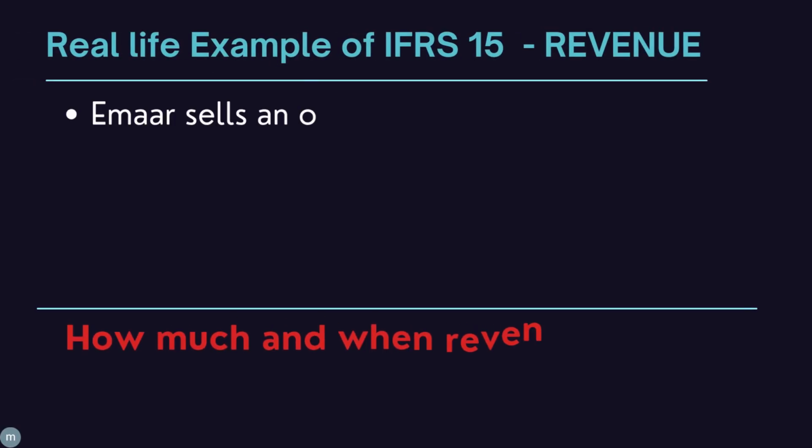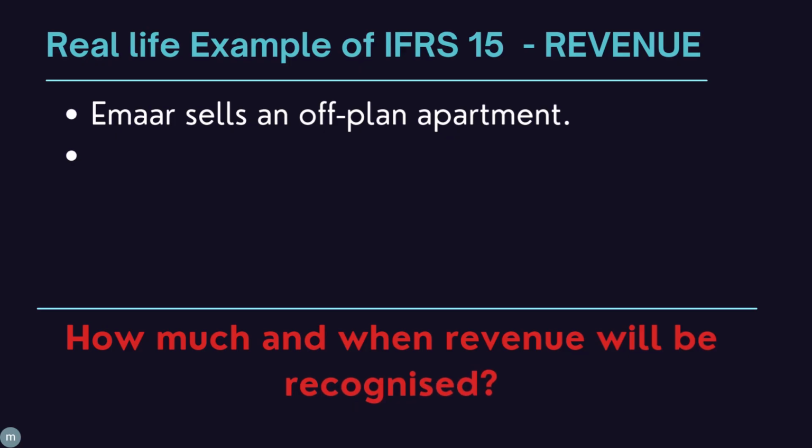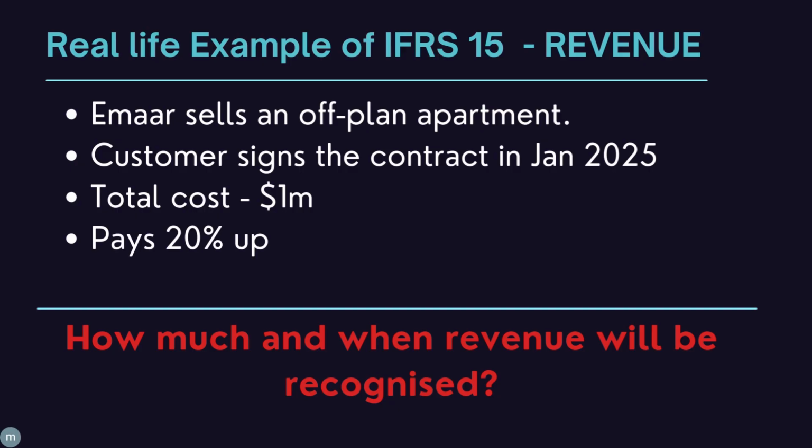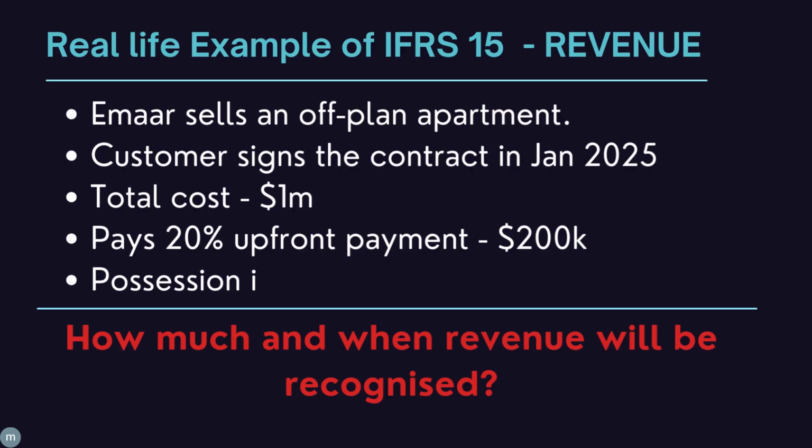Alright, now let's see together how this 5-step model works in real life with a quick Dubai style example. So imagine Emaar signs a deal in January 2025 to sell an apartment for $1 million. The customer pays 20% upfront and will get the keys in March 2026. So now the question, how do we recognize this revenue step by step?